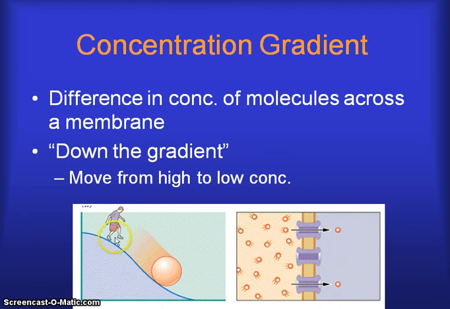They usually give the example of a person standing at the top of the hill with a ball. All you have to do is release the ball and it'll roll down the hill on its own. You don't have to put any energy into that. So it's going from high to low. No energy is required, so it is passive transport.